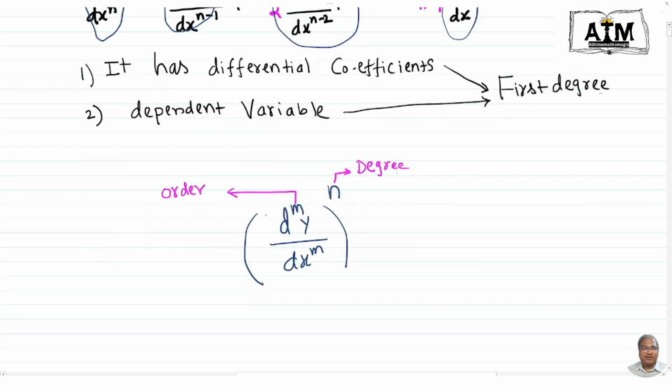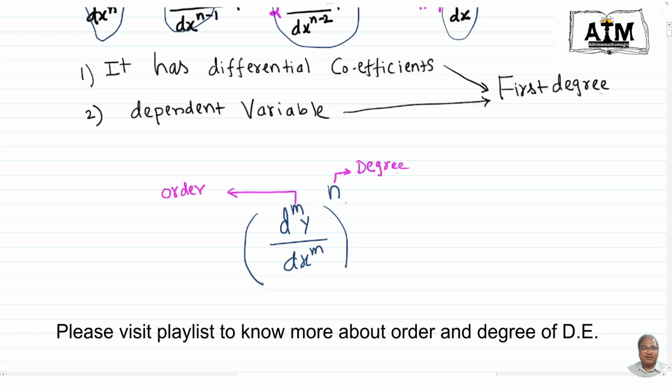Suppose we have a differential equation in which (d^m y / dx^m) whole raised to n is written. In that case, this m is called the order, and n is called the degree. So whenever we are talking about differential equations, we always need to talk about order and degree. In linear differential equations, n is equal to 1 always.